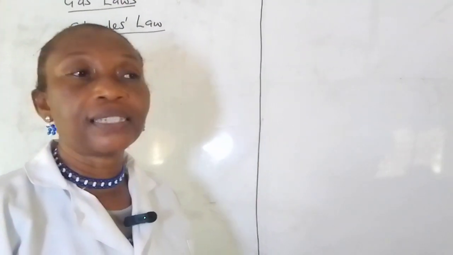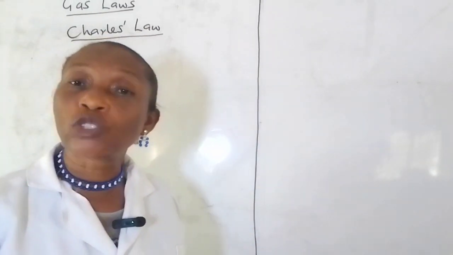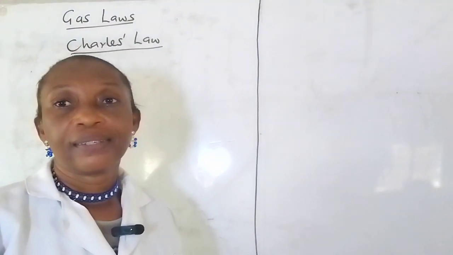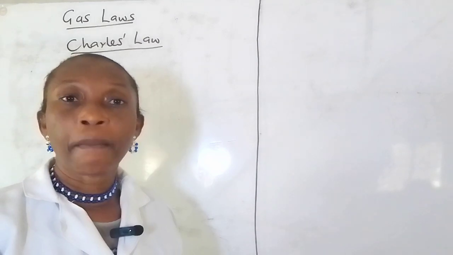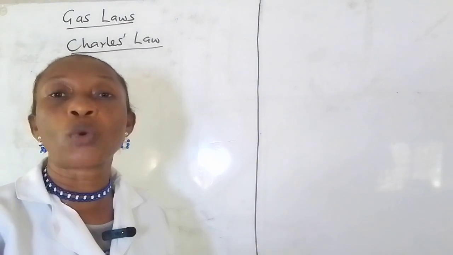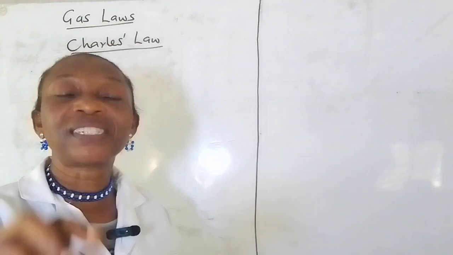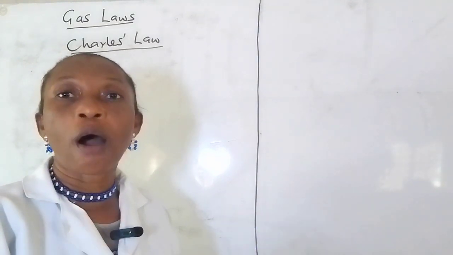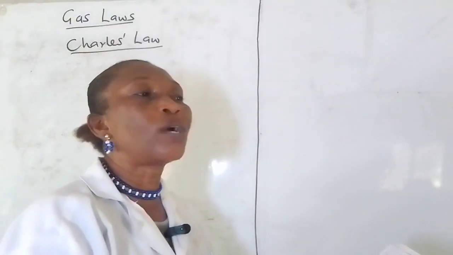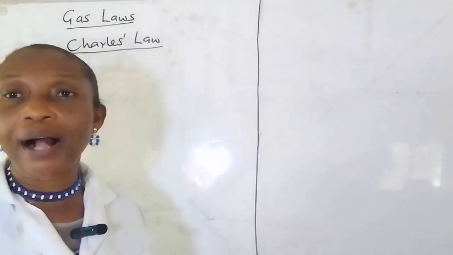Charles law states that the volume of a fixed mass of a gas is directly proportional to its absolute temperature at constant pressure. Mark the word absolute temperature. When we talk about absolute temperature, we are talking about temperature in Kelvin. So there is need for conversion from degree centigrade to Kelvin. So let's look at the mathematical expression of Charles law.